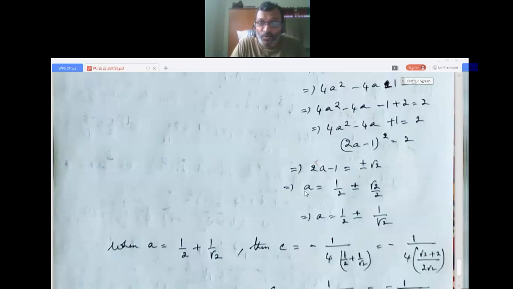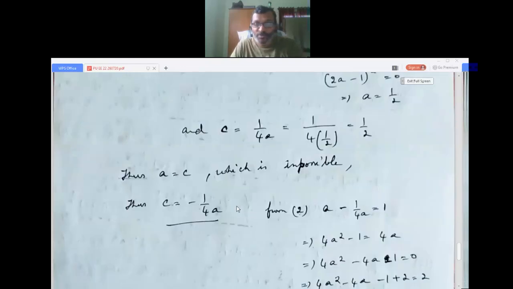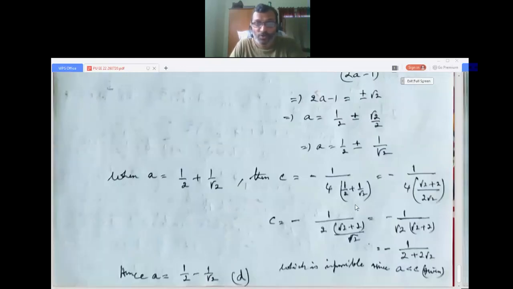So 2A minus 1 equals plus or minus root 2. 2A equals 1 plus or minus root 2, or A equals half plus or minus root 2 by 2, that is half plus or minus 1 by root 2. So I take both the cases. If A is equal to half plus 1 by root 2, then C is equal to minus 1 by 4A. So minus 1 by 4 into half plus 1 by root 2. So minus 1 by 4 into, take LCM, 2 root 2, root 2 plus 2 divided by 2 root 2.